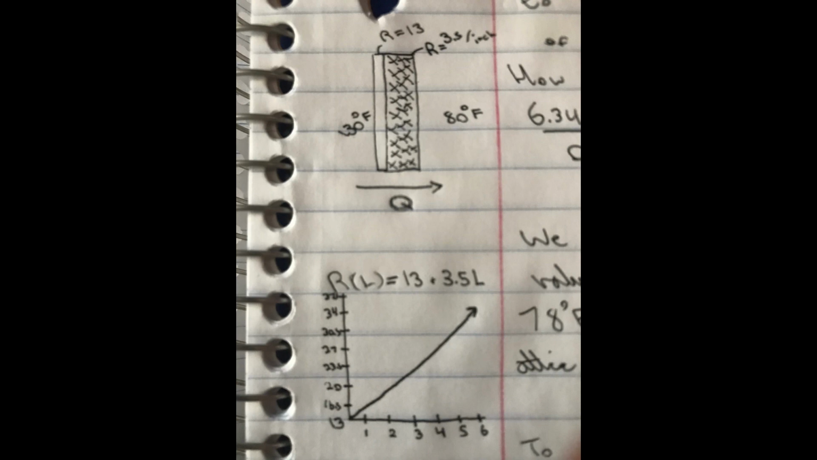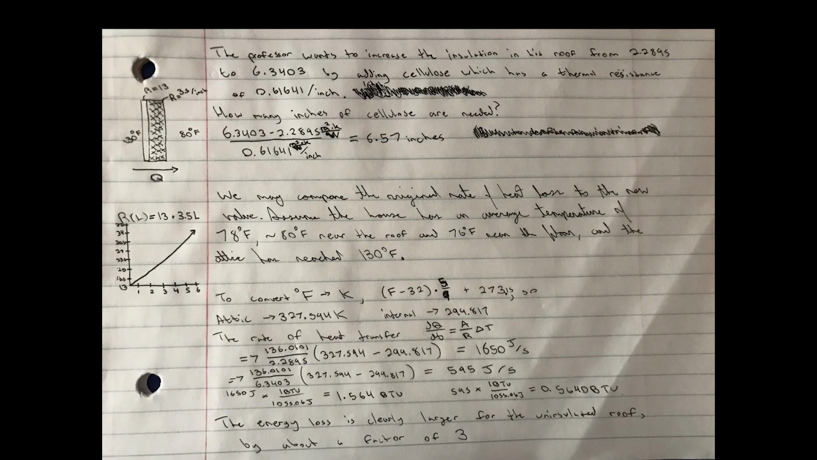And the reason I made this is to show that this is a really easy relation when it comes to something like this. You can just turn it into an equation fairly simply. It's just a simple process, and you can use that to solve for it. And I did, except I did it in the metric units. So it's 6.3403 minus 2.2895 over 0.61641. And what that leaves you with is 6.57 inches.